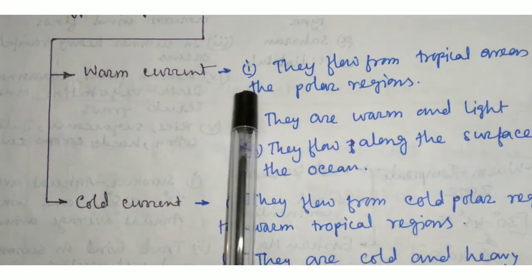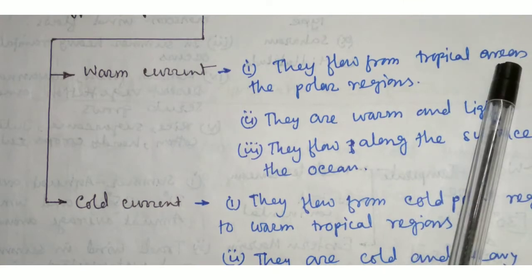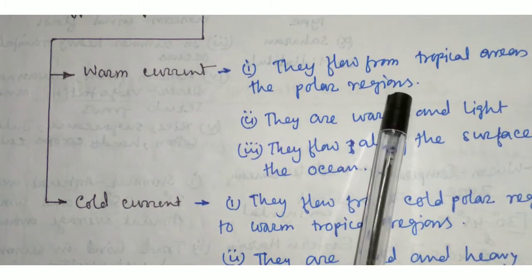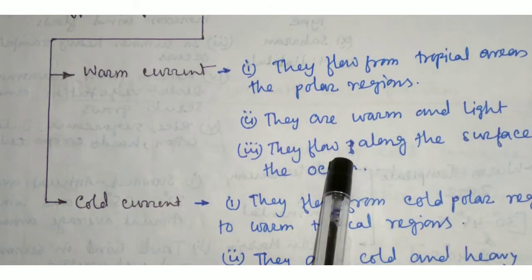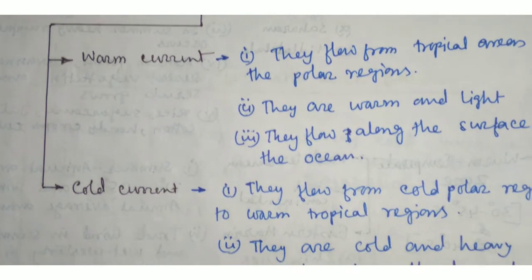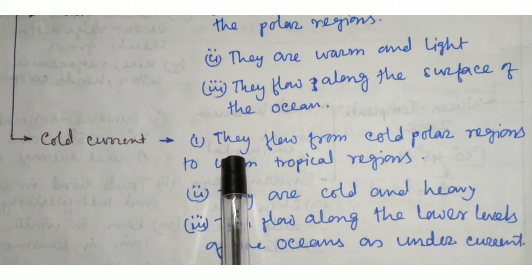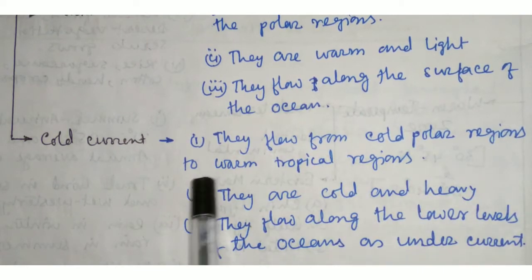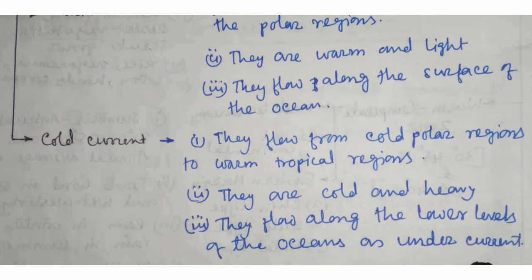Warm currents have some characteristics. Number one, they flow from tropical areas to the polar region. They are warm and light. They flow along the surface of the ocean. And the characteristics of cold currents are they flow from cold polar regions to warm tropical regions. They are cold and heavy. They flow along the lower level of the ocean as undercurrents.